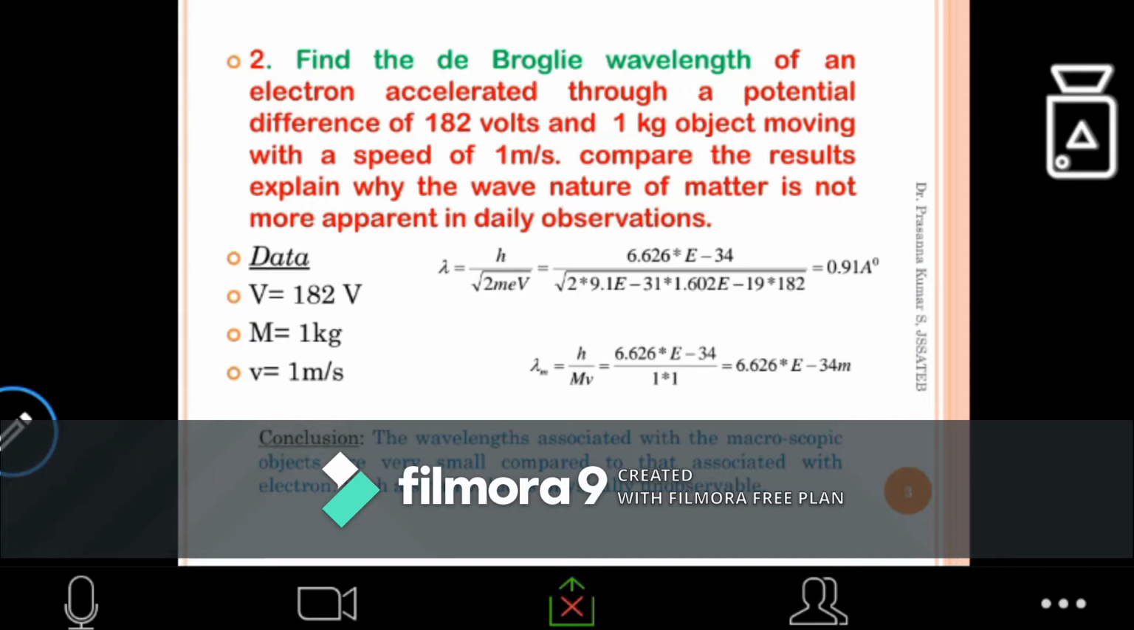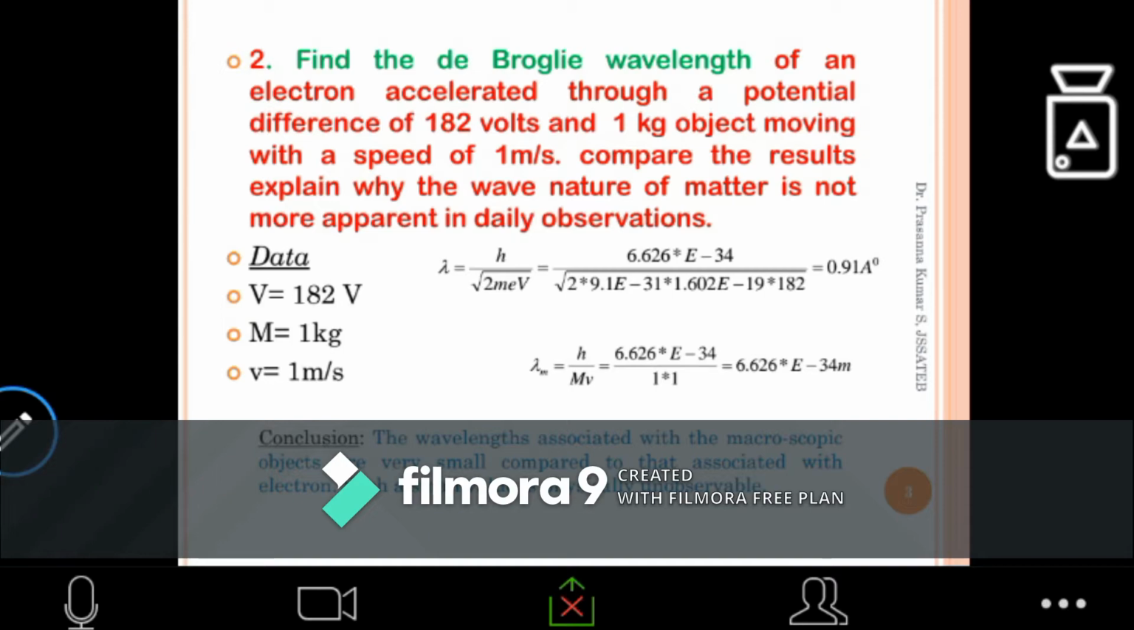If you calculate the de Broglie wavelength associated with the 1 kg object, you can straight away use the formula lambda equals h by p. p is momentum, mass times velocity. If you substitute the mass as 1 kg and velocity as 1 meter per second, the numerator is Planck's constant, so the answer is equal to the value of Planck's constant. Here you will get a wavelength of the order of 10 to the power minus 34, and for an electron it is of the order of 10 to the minus 10.